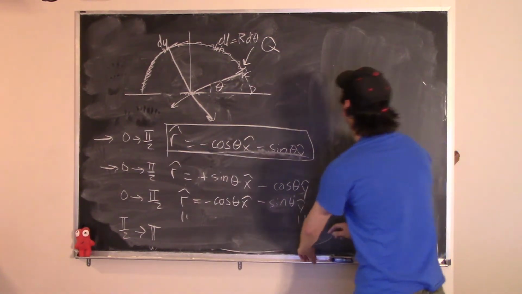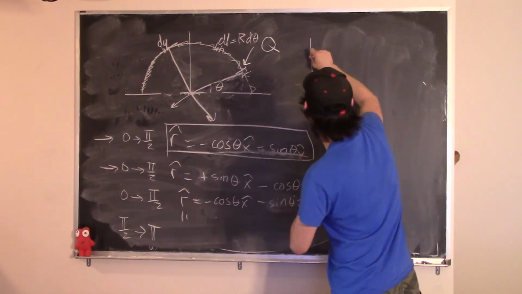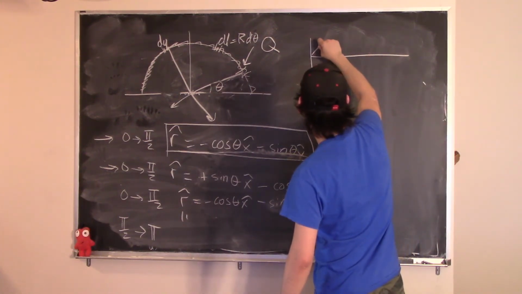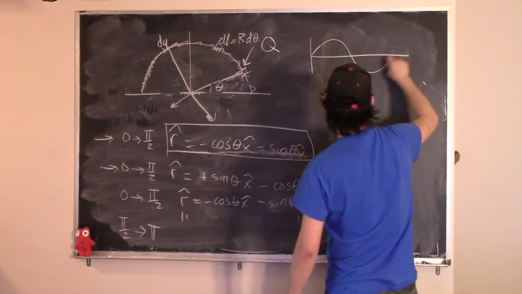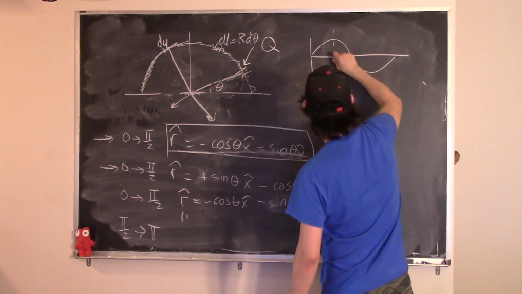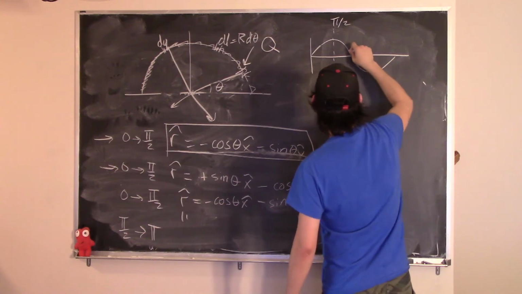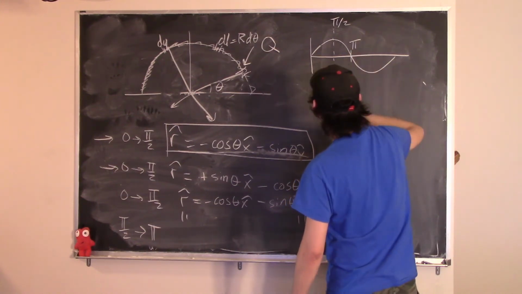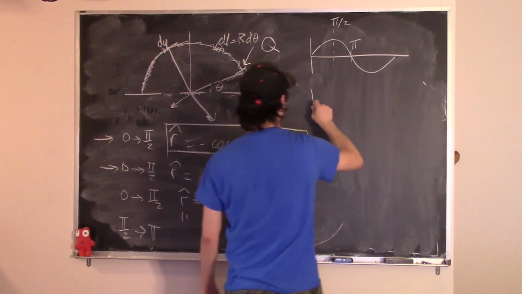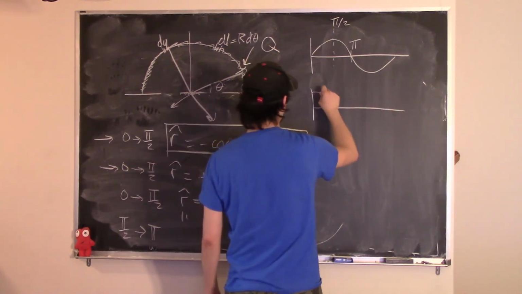if we plot our sine and cosine. So here's cosine, here's sine, from 0 to pi over 2. This is pi over 2. This is pi. And we don't have to go further for this example. And this is cosine. Cosine goes like that.